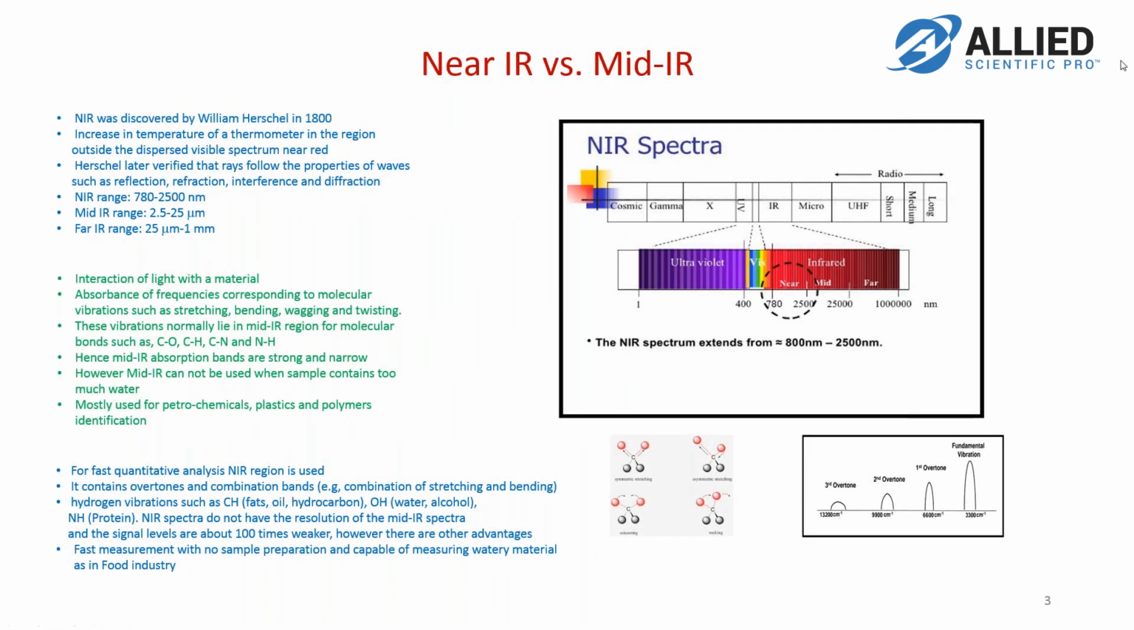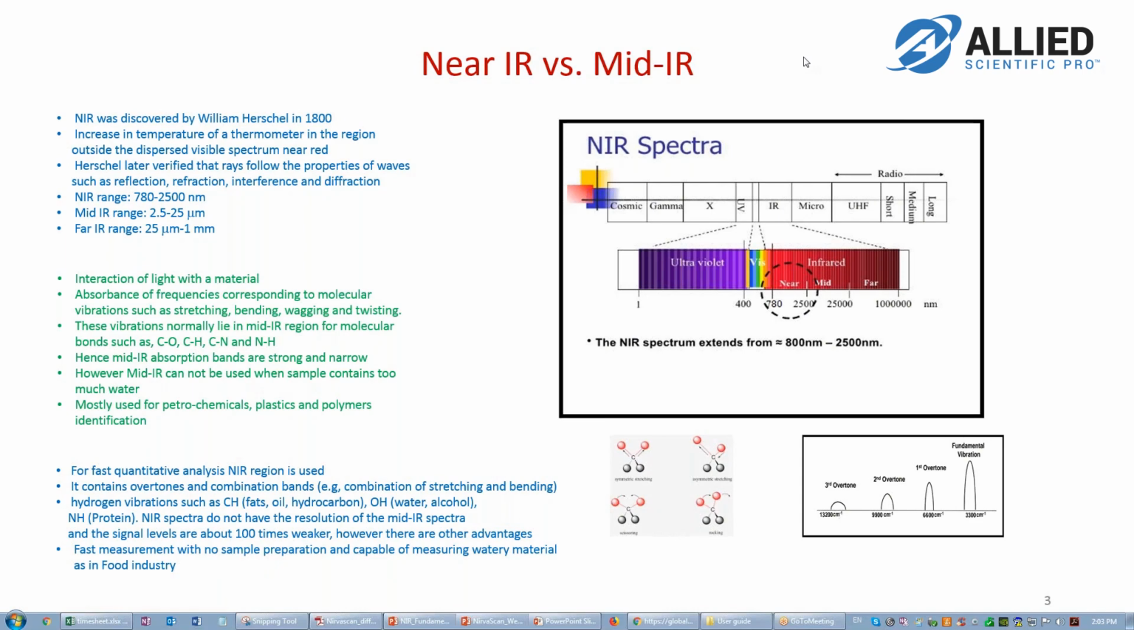So let's move on here. This diagram here shows the Near IR spectra. It's a small range in the electromagnetic spectrum. So basically anywhere from 780 nanometer to 2500 nanometer is the Near IR section. It is part of the greater IR spectrum.